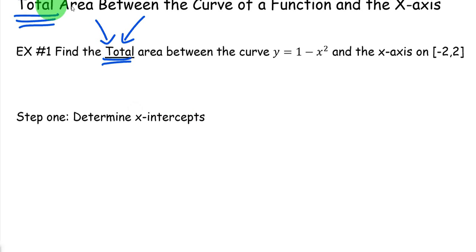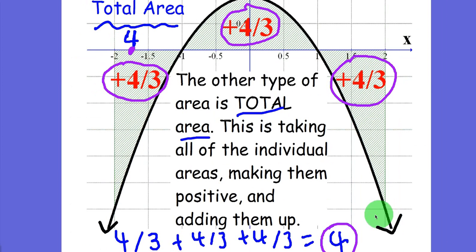Today we're going to be looking at the total area between the curve of a function and the x-axis. Now we've underlined total here because this is different than the definite integral. For the definite integral, you're looking at net area, meaning the area under a curve is negative. If you recall, for total area, when we did Riemann sums, the area under the curve is considered positive.